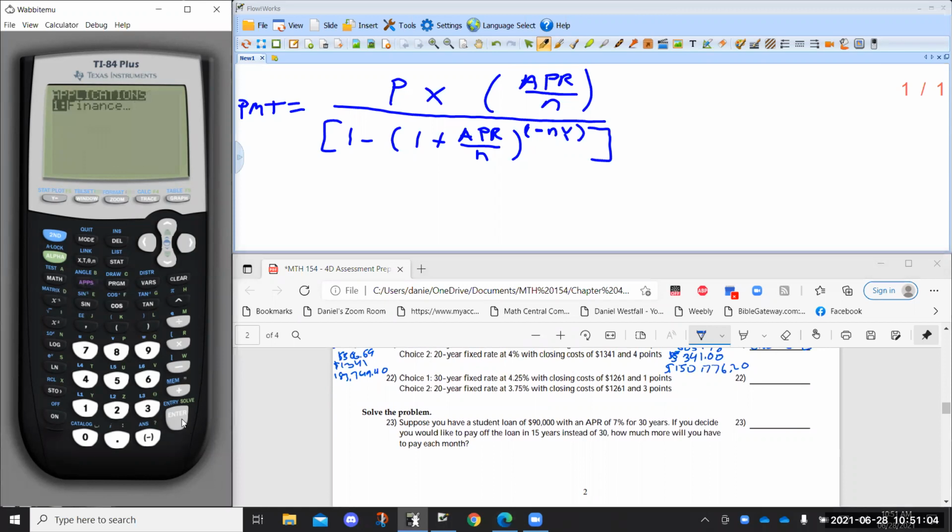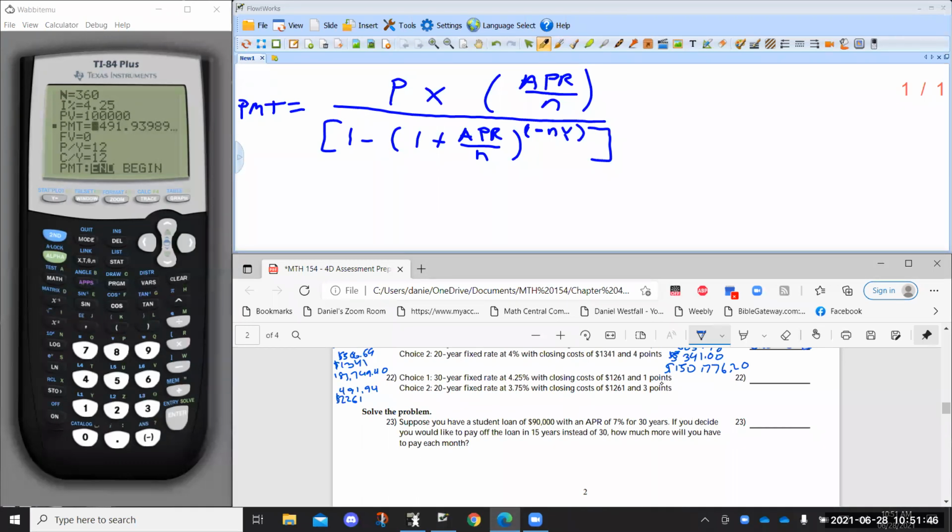30-year fixed rate 4.25%. 30-year 4.25%. Same amount of money. Solve. This is going to be a payment of $491.94 on that side. 1 point closing costs, so that's going to be an extra $1,000 I'm going to pay. In closing costs, this is going to be $2,261 on this side.